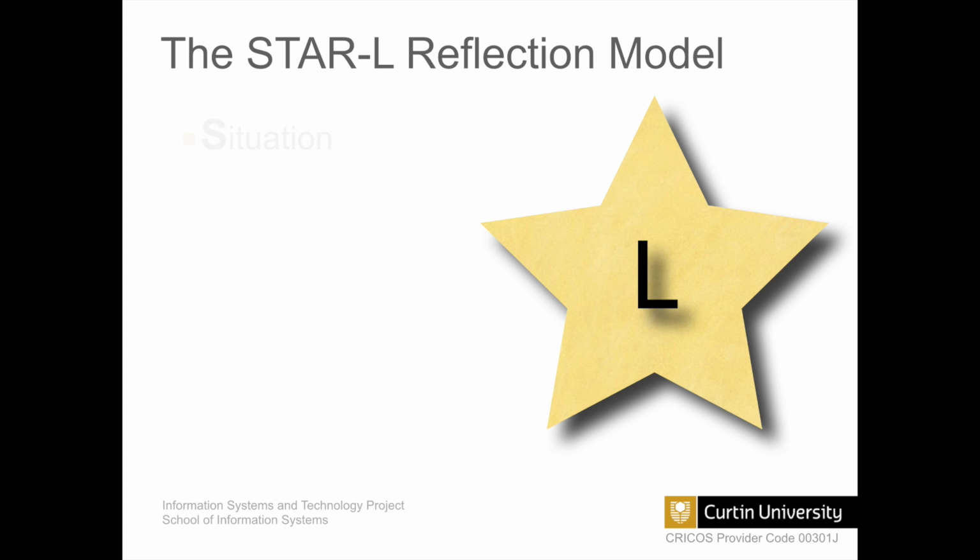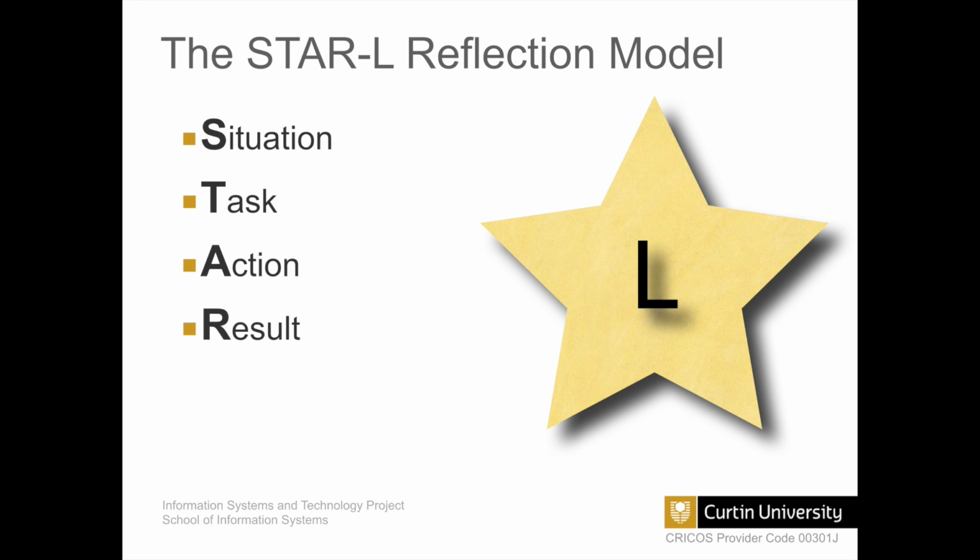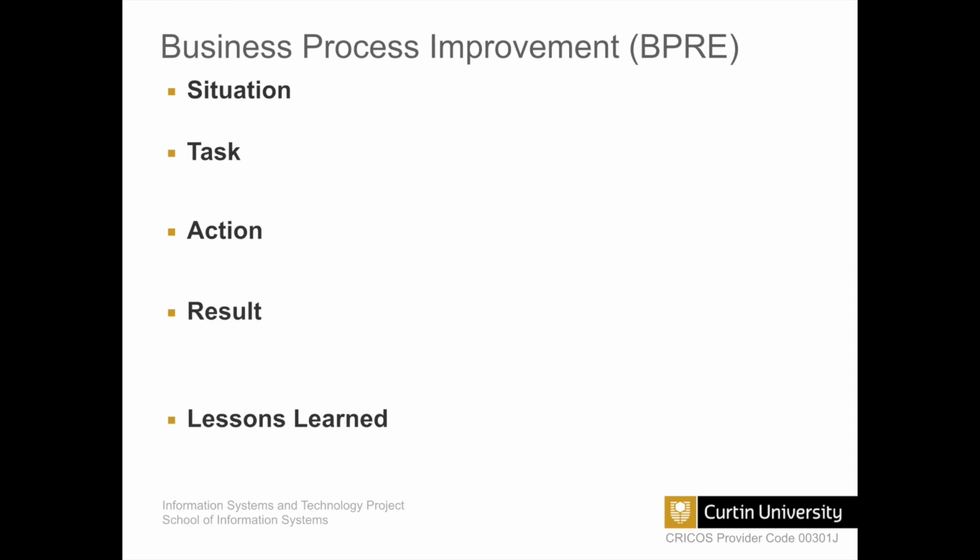In this model, you describe the situation that gave rise to the activity or experience, and the task that you were faced with in this situation, and the specific action that you took to achieve the task. You then go on to describe the result of that action and the lessons learned. Here's an example of a STAR-L reflection related to the business process improvement SFIA skill.